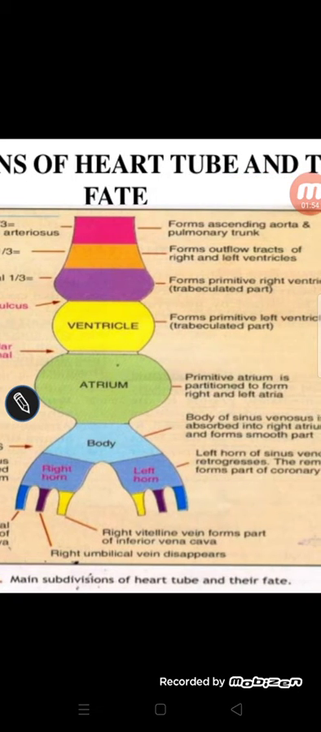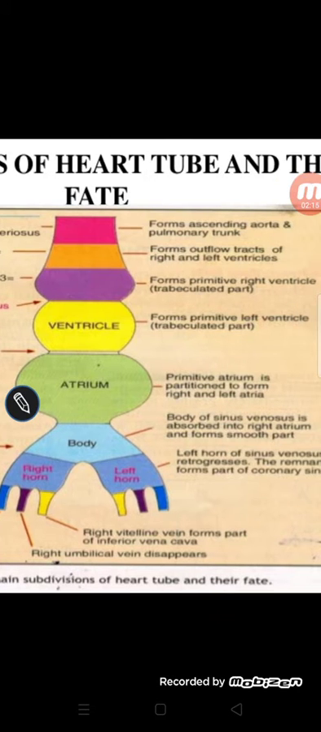So what happens is that, as I have told you, the upper 1/3 will be converted into the ascending aorta and pulmonary trunk. The middle one will form the outflow tracts of the right and left ventricles, that is, the initial portions of the ascending aorta and the pulmonary trunk. And the lowermost part will form the primitive right ventricle, but its trabeculated form.